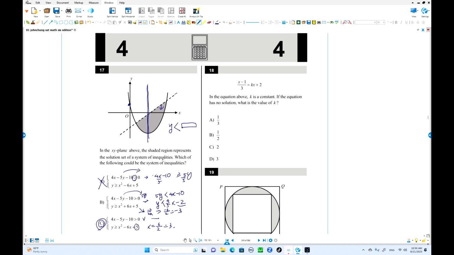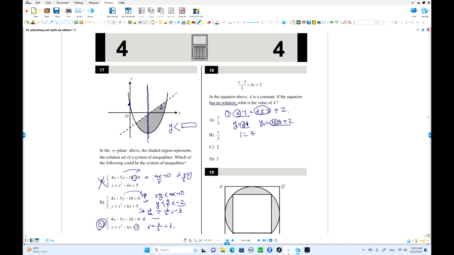Number 18: (x minus 1) over 3 equals kx plus 2. The equation has no solutions. Maybe you can solve it this way. Times 3 on both sides: x minus 1 equals 3kx plus 6. For example, if these two are equal, you can get y1 equals x minus 1, y2 equals 3kx plus 6. You can separate them. These are lines. No solution means what? The same slope.